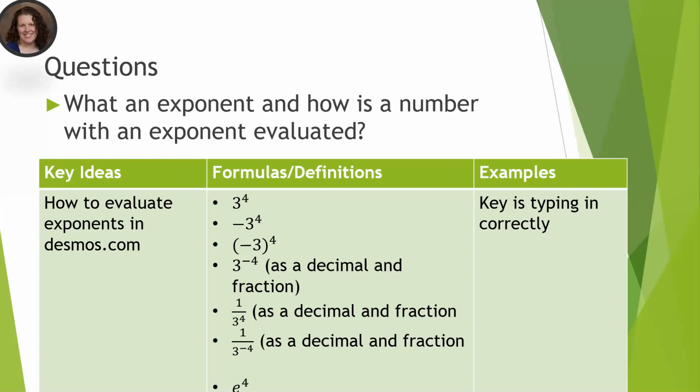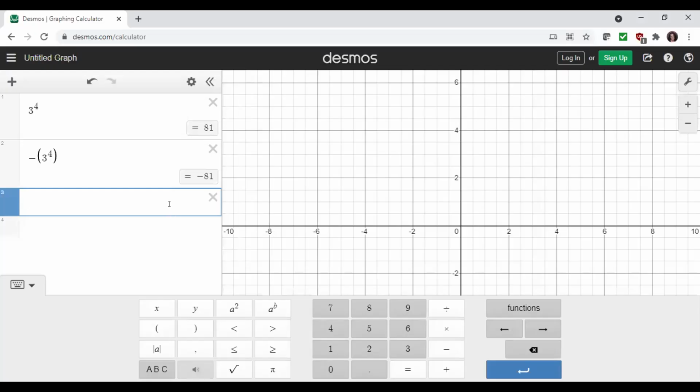So that one literally means negative 3 times negative 3 times negative 3 times negative 3. And if you recall, a negative times a negative is a positive. And so when you do it twice, you get a positive 81. Now what happens when we do these fractions?